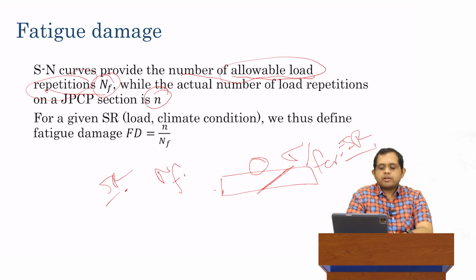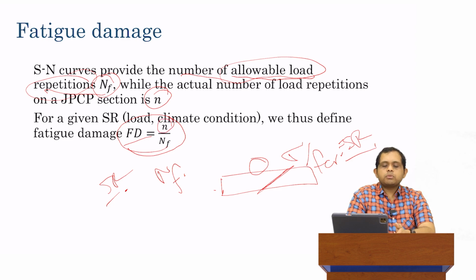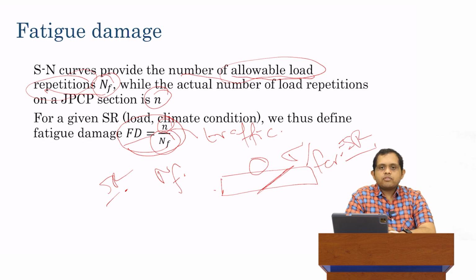We have the actual number of repetitions N. If we take the ratio of the actual number of repetitions to the maximum allowable number of repetitions, that ratio is what we call fatigue damage. So fatigue theory gives us a number called fatigue damage. It is the ratio of the actual number of repetitions of the stress to the allowable number of stress repetitions, where the actual number of repetitions comes from traffic, and we will talk about that in a subsequent lecture. And this NF, the number of allowable repetitions to failure, comes from our SN curve.